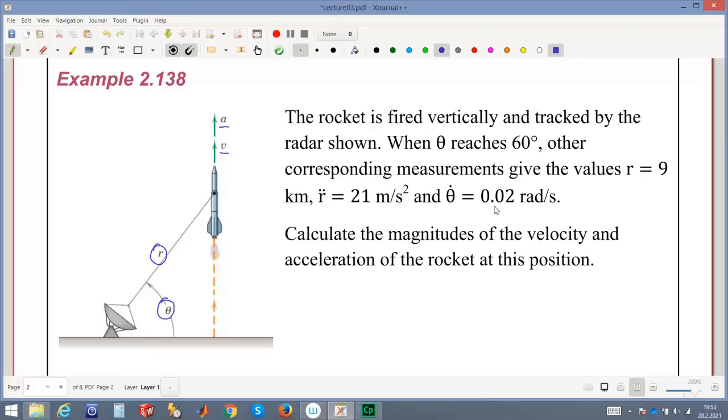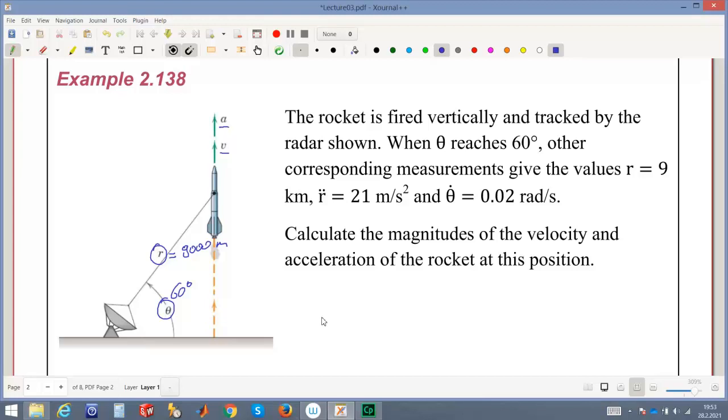And theta dot is measured as 0.02 radians per second. In a practical case, yes, you can measure this, but also you can measure theta double dot. That's if you can measure theta dot, you can measure theta double dot as well. In any case, this is our question, and we are asked to calculate the magnitudes of the velocity and acceleration of the rocket. And we know the velocity and acceleration of the rocket is in the vertical direction. Now this is 60 degrees, and r is given to us as 9,000 meters, 9 kilometers, and r double dot is 21 meters per second squared.